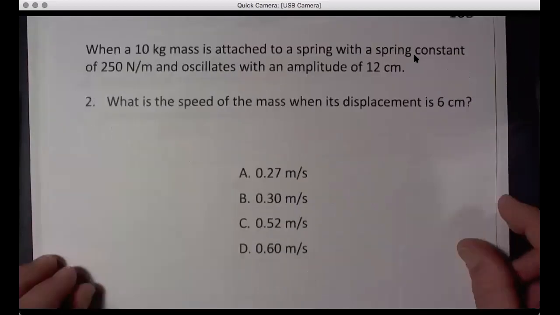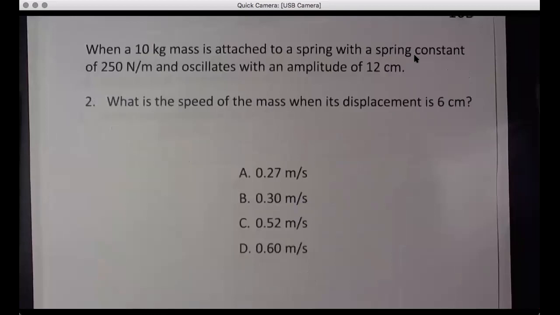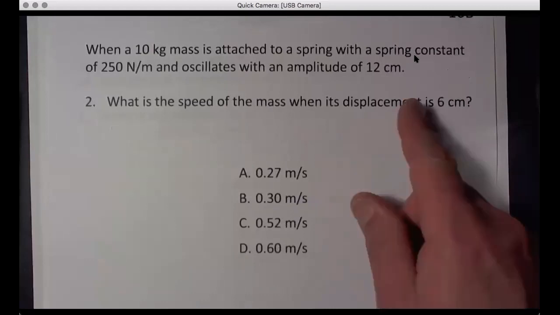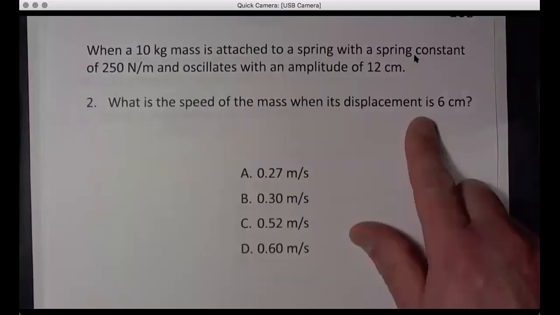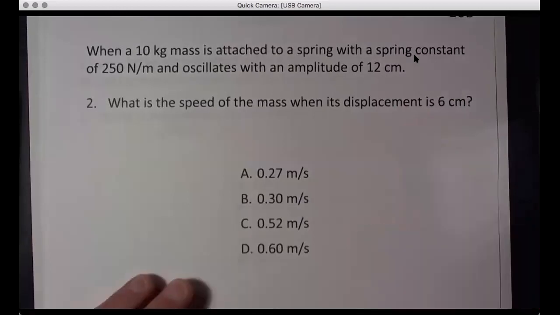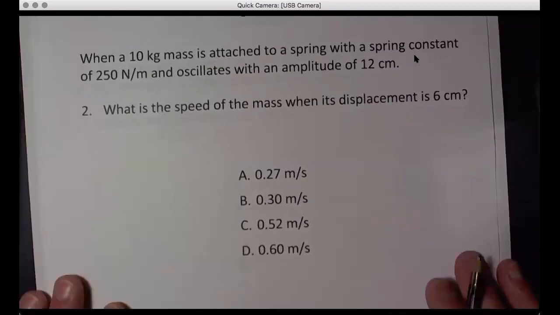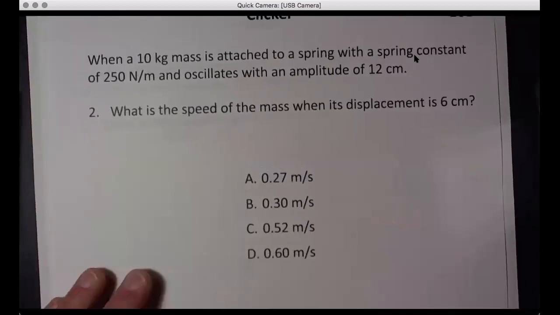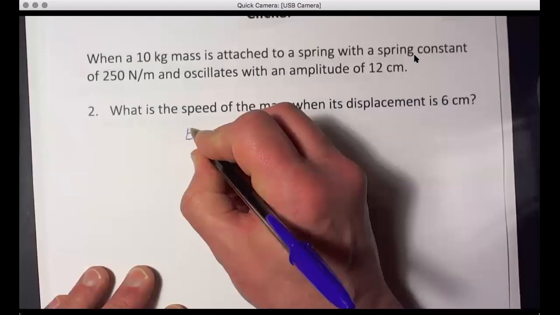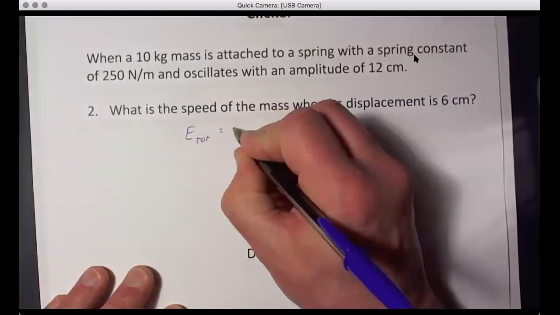A 10 kilogram mass attached to a spring with a spring constant, same thing. What is the speed of the mass? Its displacement is 6 centimeters. Well, guess what I just told you? I told you that for a reason. It's to get you ready in the back of your mind for doing this problem. I'll write it out again for you because it's important.